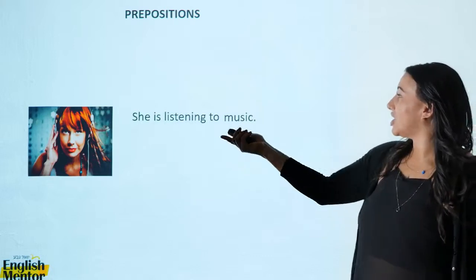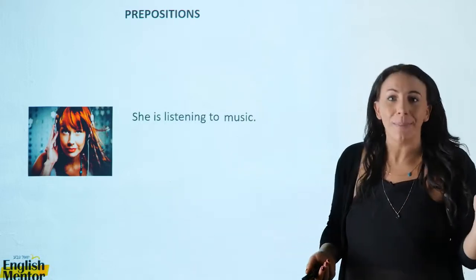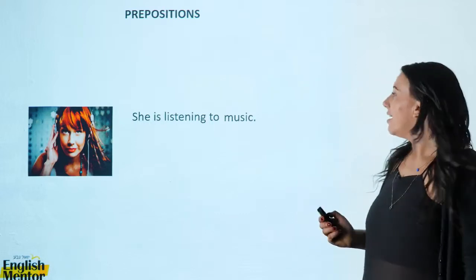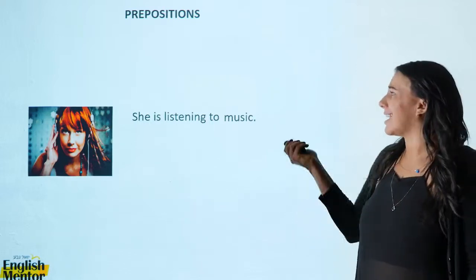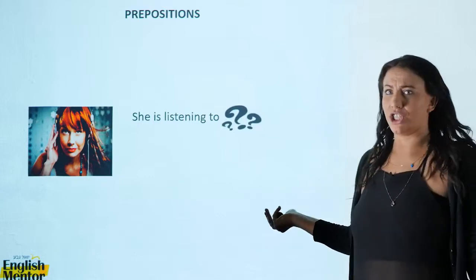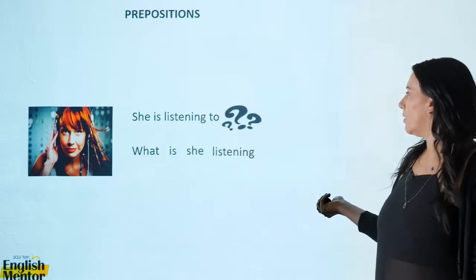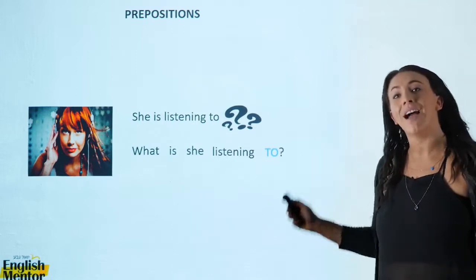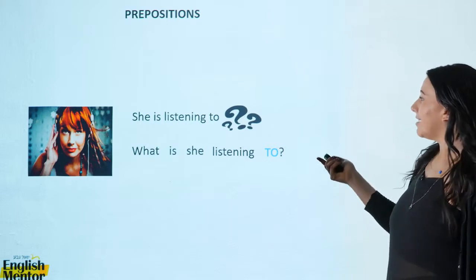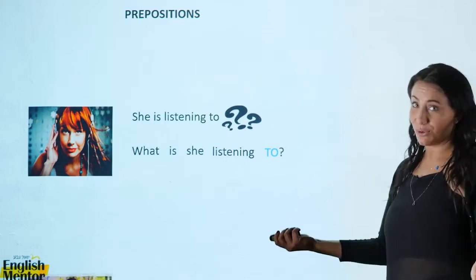Here we see that she is listening to music. To, in English, is a preposition. And if I wanted to ask as a question, what is she listening to? Our preposition always comes after the verb at the end of the sentence. So as you can see, what is she listening to?